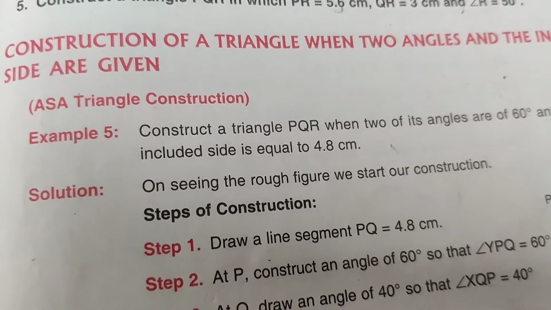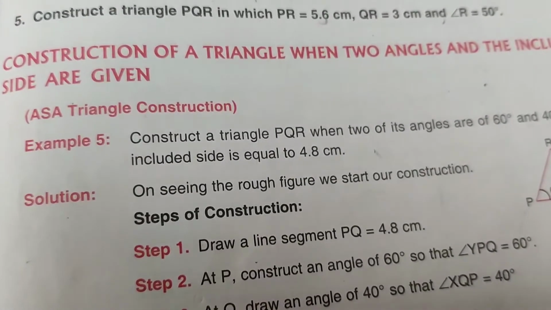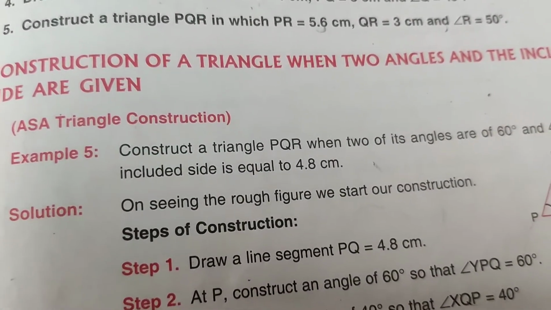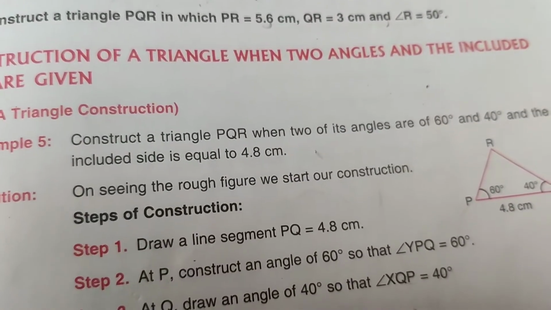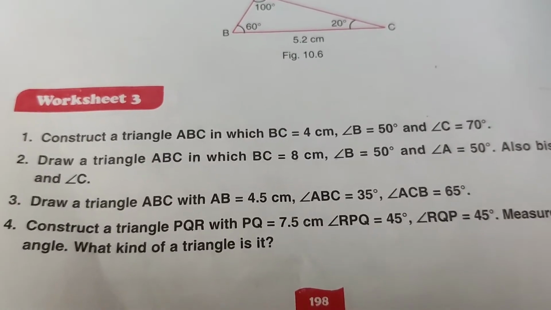The construction of a triangle when two angles and the included side are given. Okay, this is worksheet 3 of construction of triangle of class 7. In worksheet 3, there are 6 questions.